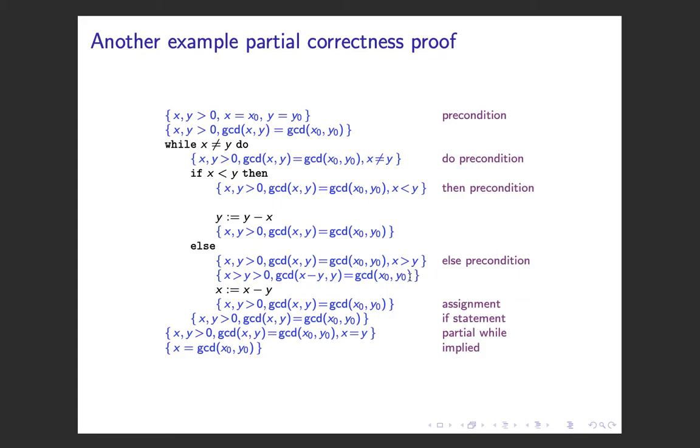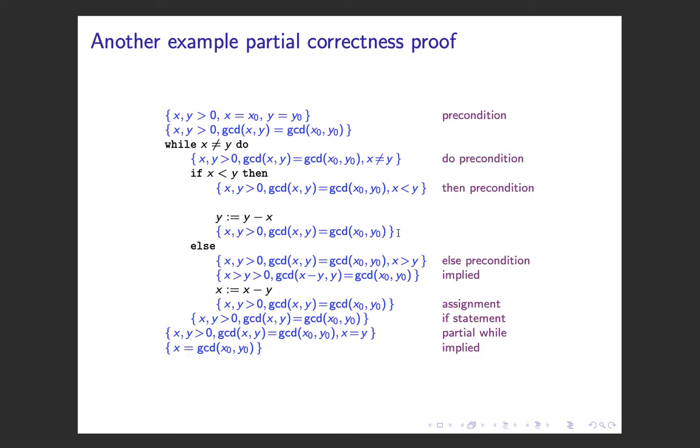Now we need to justify this statement, and this is going to be implied by that. There's no program code in between, so it has to be implied, and fortunately this is a true implication. We'll look at that in a moment. So this is implied.